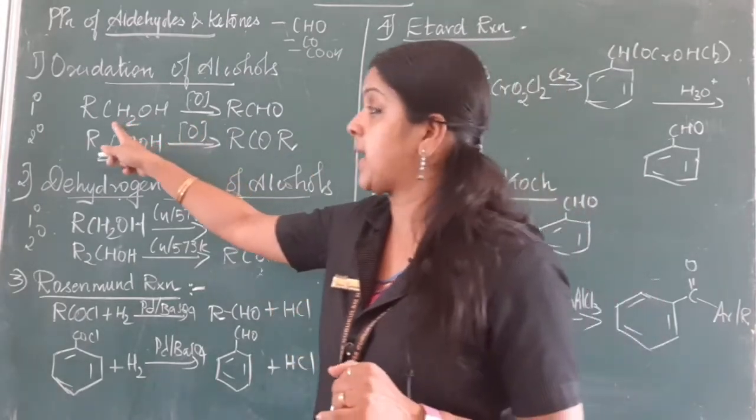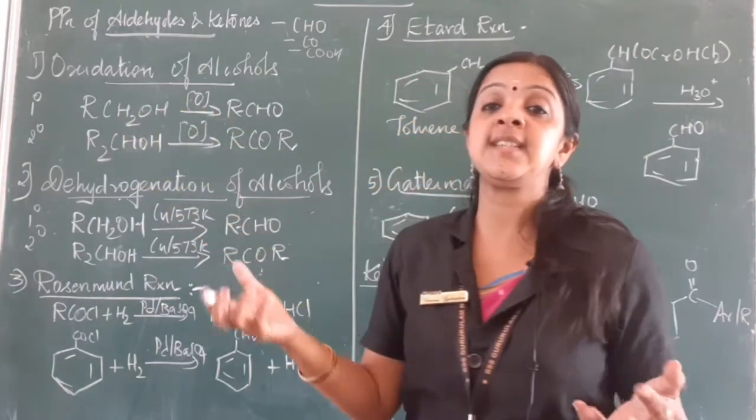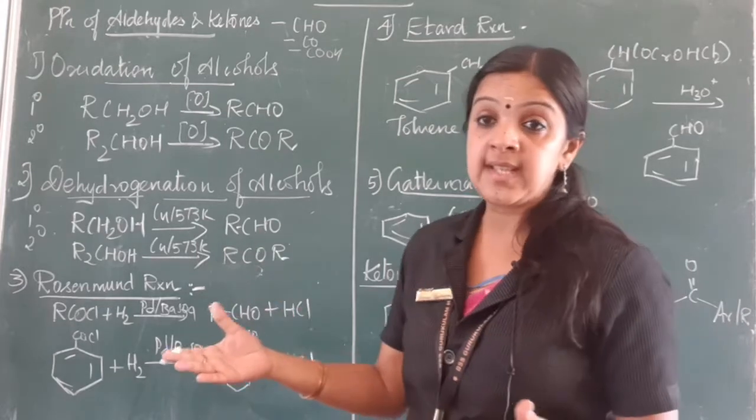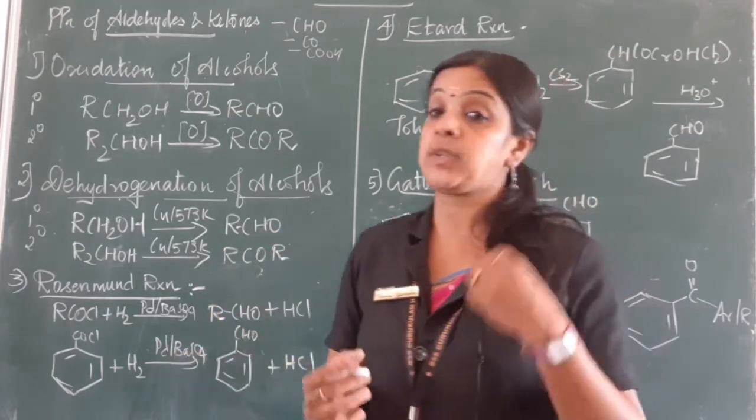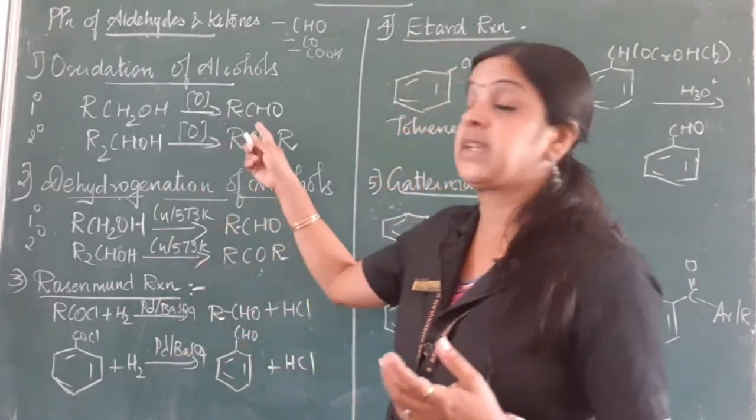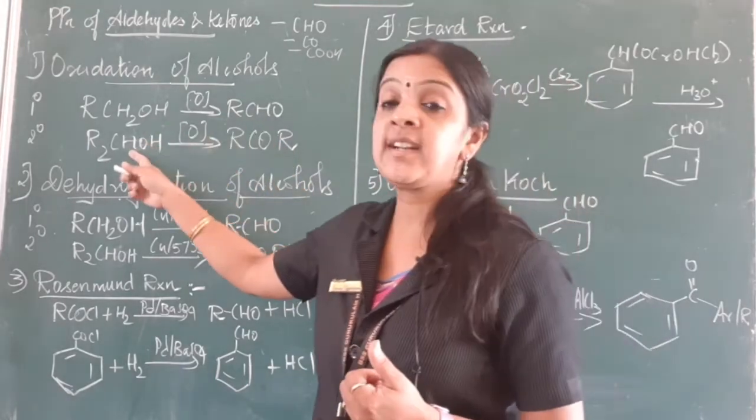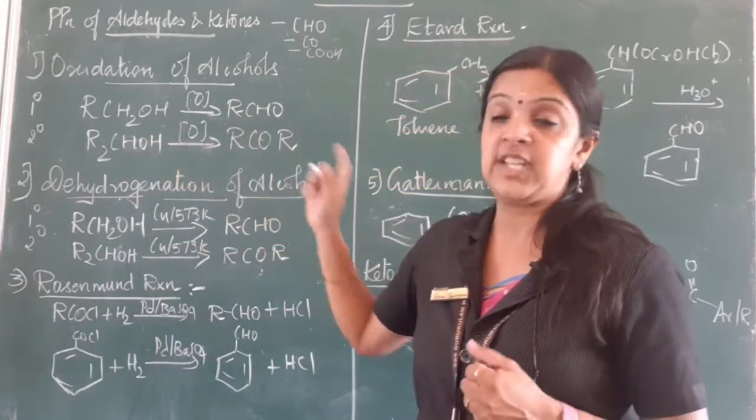So this is my primary alcohol. Any oxidizing agent I can use, chromic acid, potassium permanganate, potassium dichromate, which will be giving me an aldehyde. Secondary alcohols on oxidation will give ketones.